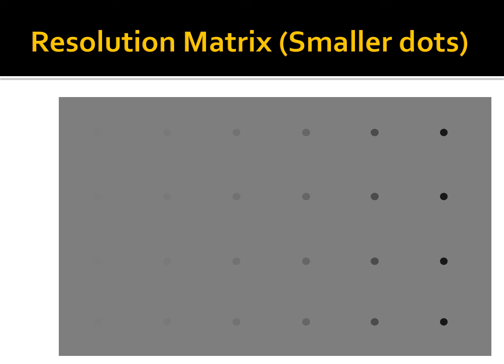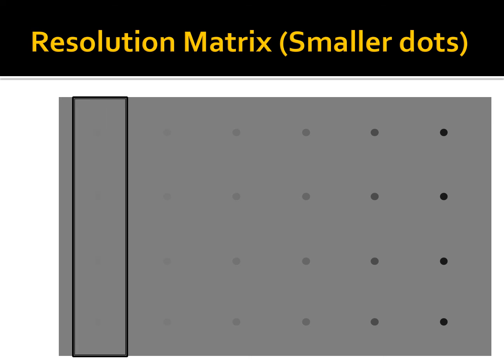This matrix is exactly the same as the previous except for one important difference. The dots are about 10 times smaller. Pay attention to the first column of dots. They are barely visible without any fog added to the image. On the large dot slide, they were visible. Now smaller, their visibility has changed.